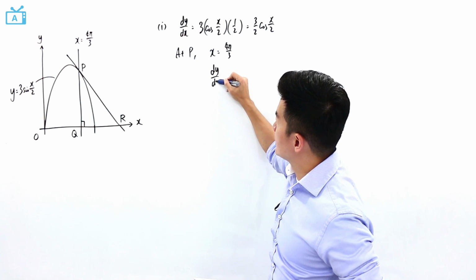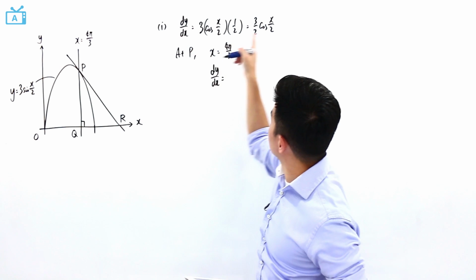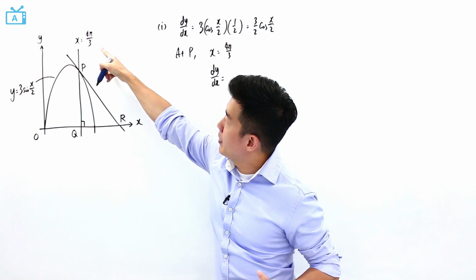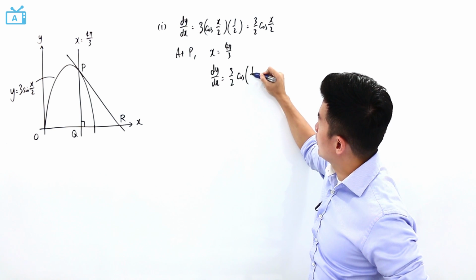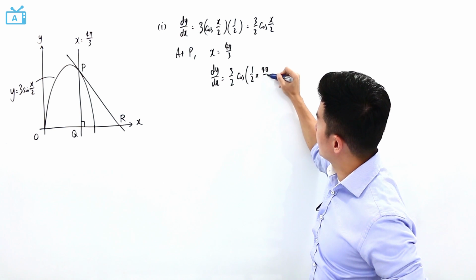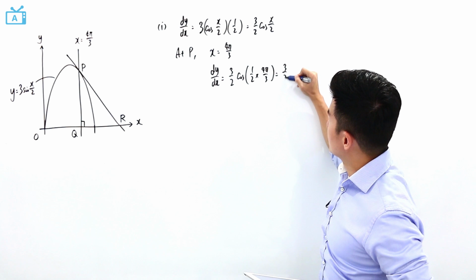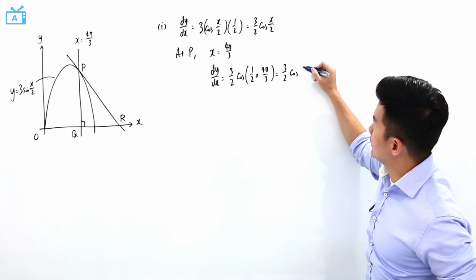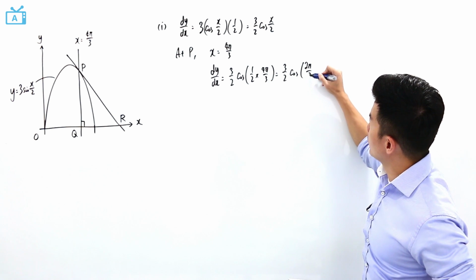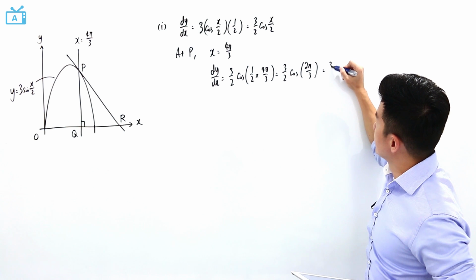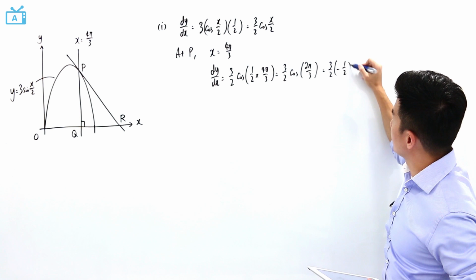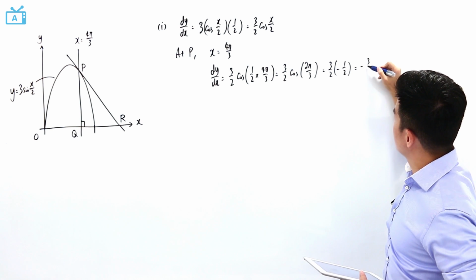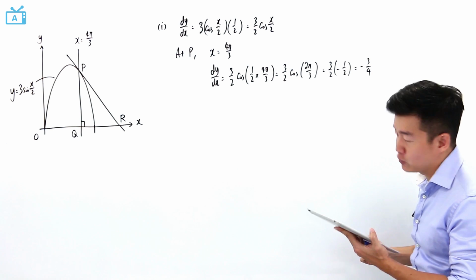And the gradient, dy dx, is going to be substituting 4 pi over 3 into here. It is 3 over 2 cosine of half times 4 pi over 3. It is 3 over 2 cosine of 2 pi over 3. And 3 over 2 cosine 2 pi over 3 is minus half, so this is minus 3 over 4. The gradient is minus 3 over 4.